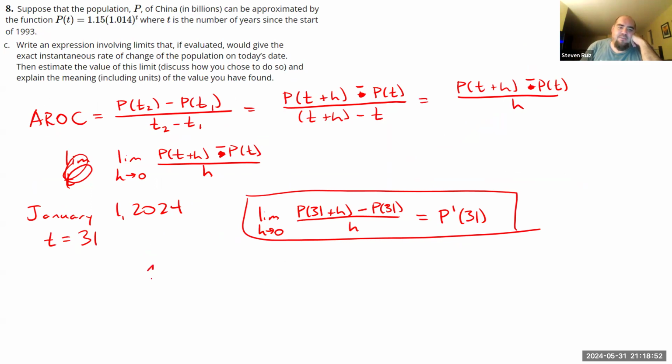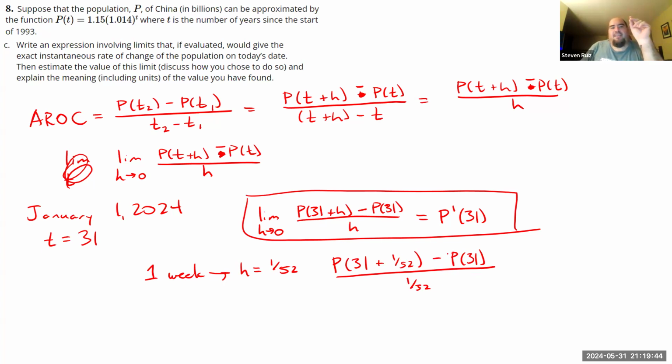So if we look at 1 week, and we know that time is measured in years, how many weeks are there in a year? 52. So that means that h will be 1 over 52. So maybe we could do this. It's still going to find an average rate of change, but you're looking at an average rate of change over a very small change in time values. So what's the population 1 week later, literally January 8th of 2024? That'll be a time value of 31 plus 1 over 52, minus the population at time equals 31, over 1 over 52. So this right here would not give you the exact instantaneous rate of change, but it would give you a pretty close estimate.